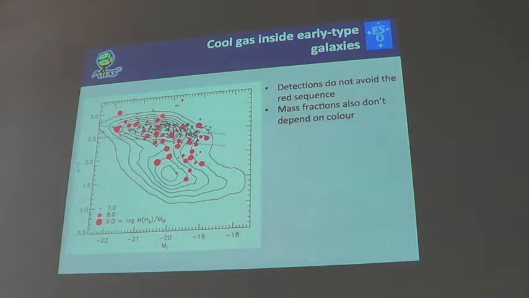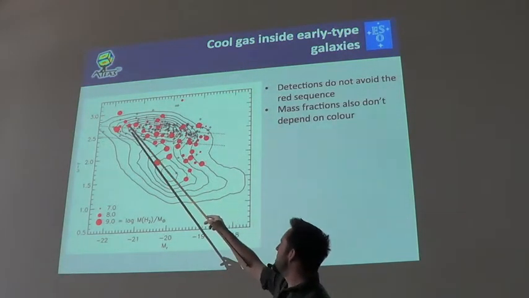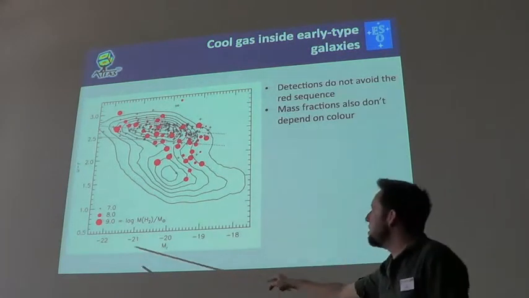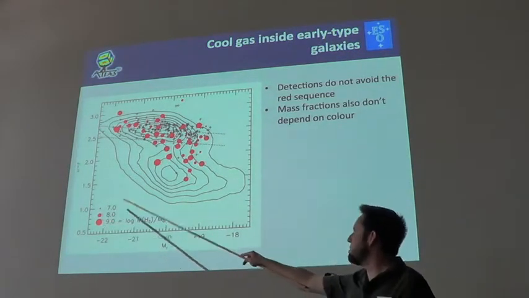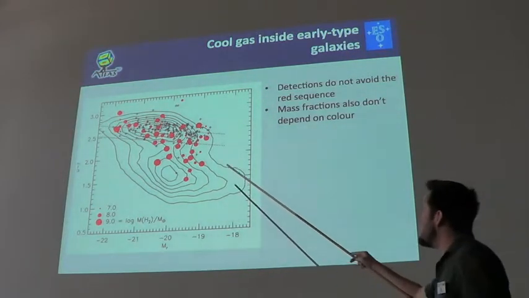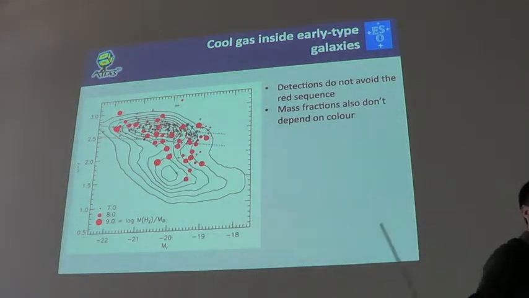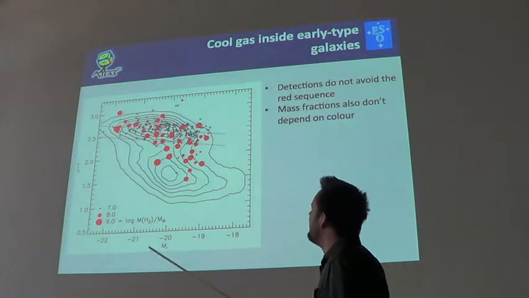So one thing I just wanted to mention, these detections don't avoid the red sequence. These are the ATLAS 3D galaxies, the crosses here. The red dots are our CO detections. The size of the dot gives you the mass of H2 sitting in these galaxies. It's a morphologically selected sample, so we don't avoid these early type galaxies that sit in the blue cloud, and we detect more of them. That's great. That makes sense. They're forming stars. They're blue.